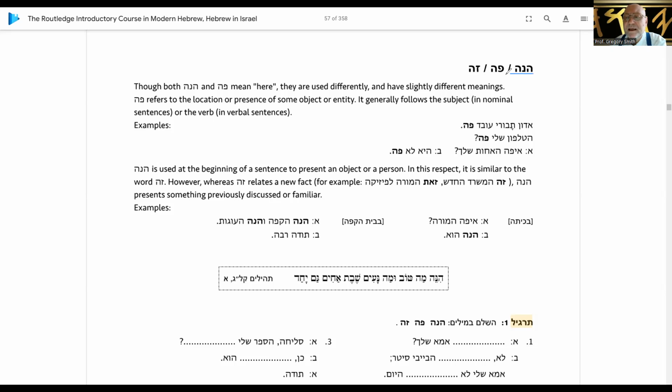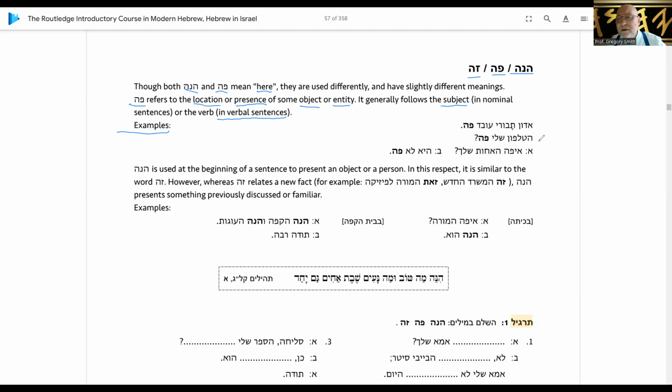Looking at this, hine, po, and ze, and the differences here. In review, I did cover this last time. Though both hine and po mean here, they are used differently and have slightly different meanings. Po refers to the location or presence of some object or entity. It generally follows the subject in nominal sentences or the verb in verbal sentences.